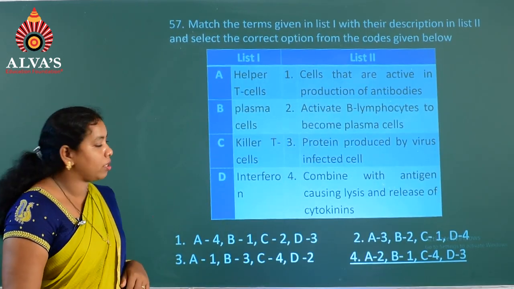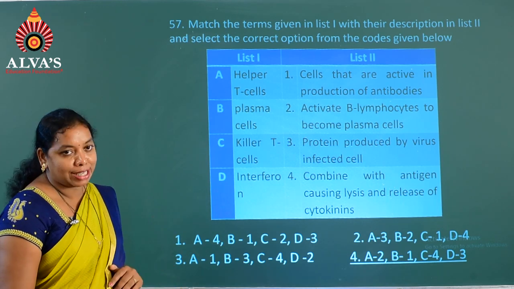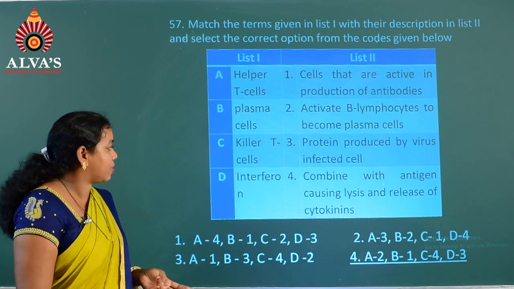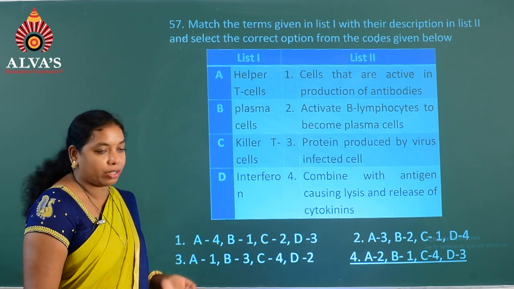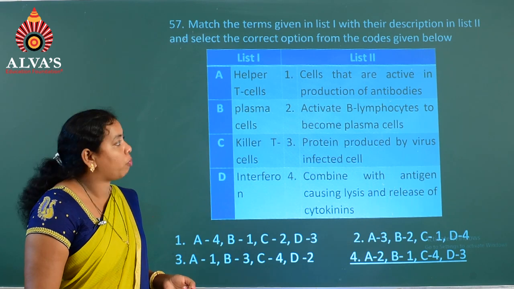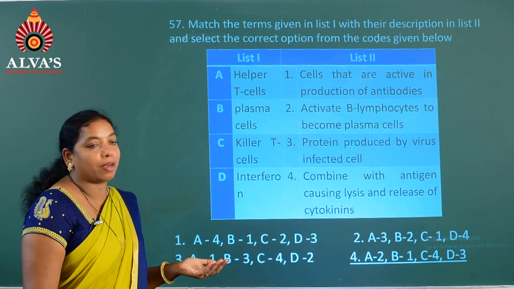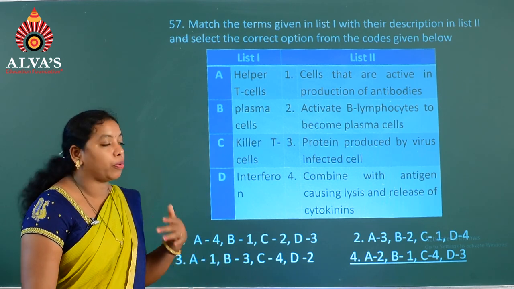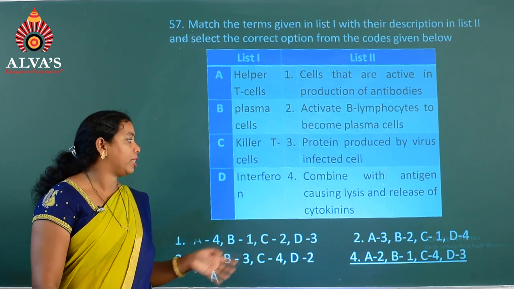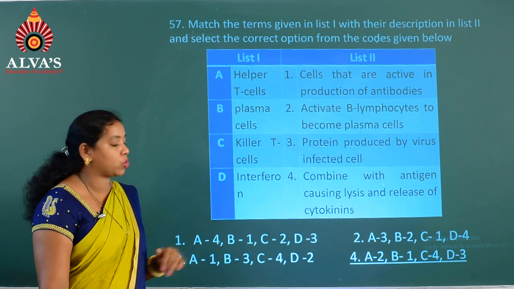Question number 57, match the following. If you consider column 1 or list 1, we have helper T cells, plasma cells, killer T cells and also interferon. Whereas in list 2: the cells that are active in production of antibodies; second, activate B lymphocytes to become plasma cells; third, protein produced by the virus infected cell; and fourth, that combines with antigen causing lysis and release of cytokines.